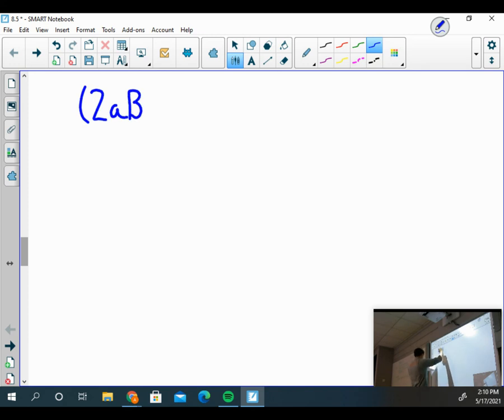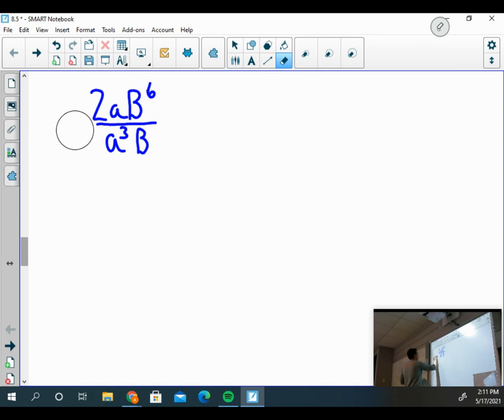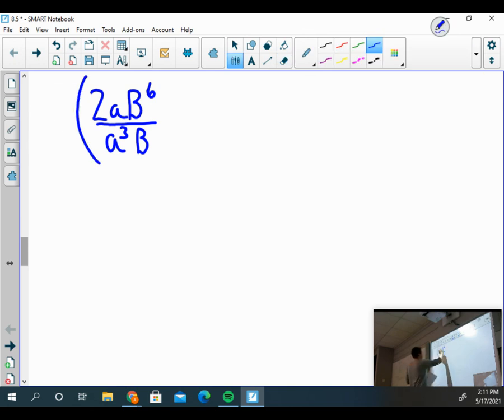Two AB to the sixth divided by A cubed B. And that whole quantity will go to the -2nd power. Looks very, very complex, but again, you just have more items in your quotient, right? We have a division here of multiple like bases. Everything in the numerator is connected with multiplication. Everything in the denominator is connected with multiplication.